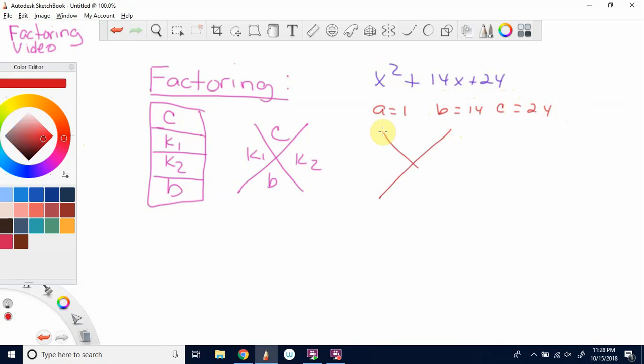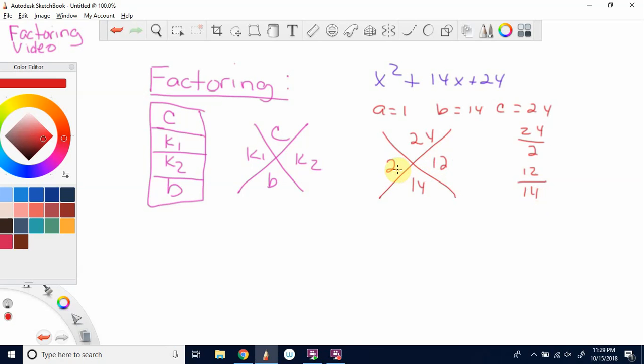So now we make our little x, and we say 24 and 14. We're going to ask what two factors of 24 have a sum of 14. So I'm just going to try 6 and 4. 6 times 4 is 24, but 6 plus 4 is 10. What about 2 and 12? 12 times 2 equals 24? Yes. 12 plus 2 equals 14? Yes. So my K1 and K2 are 2 and 12.